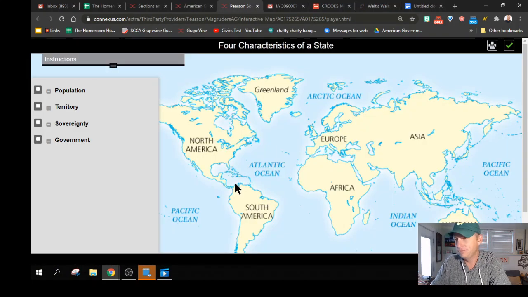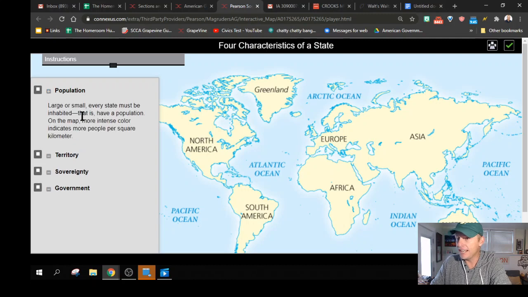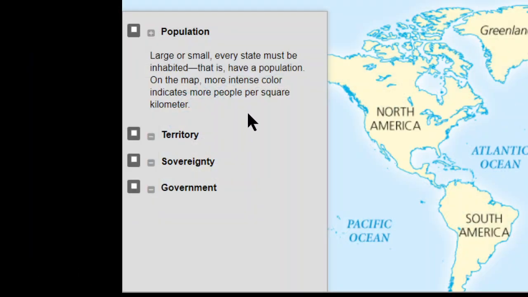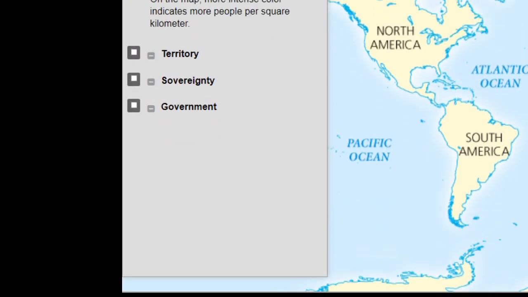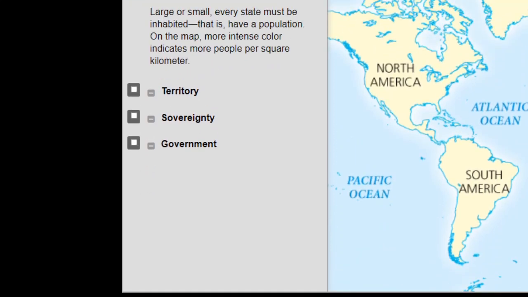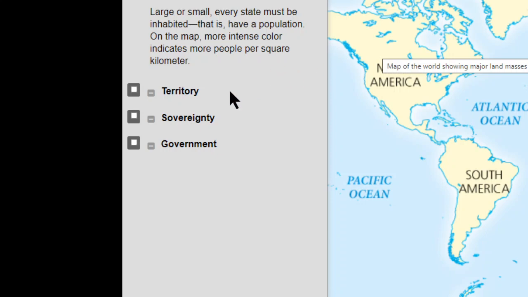All right, so the first is population. Large or small, every state must have a population. On the map, more intense colors indicate more people per square kilometer. That's not actually happening right there, because I don't see that. Do you see that? On territory.